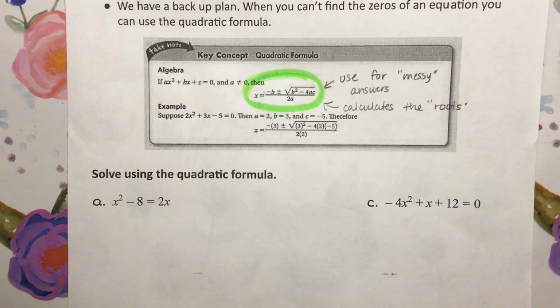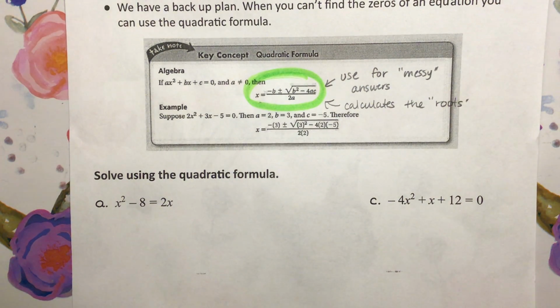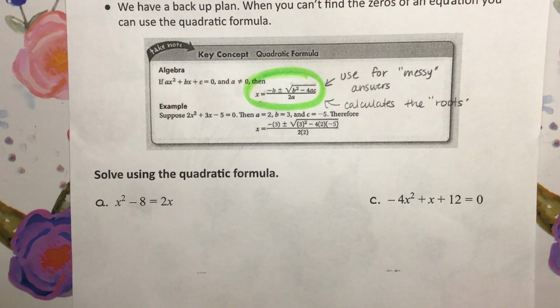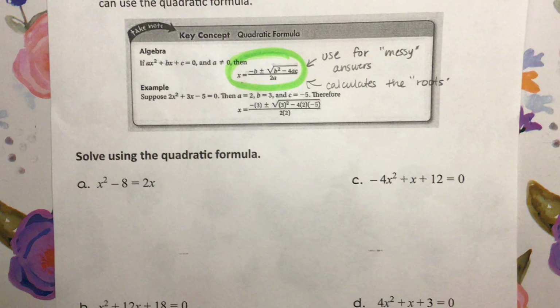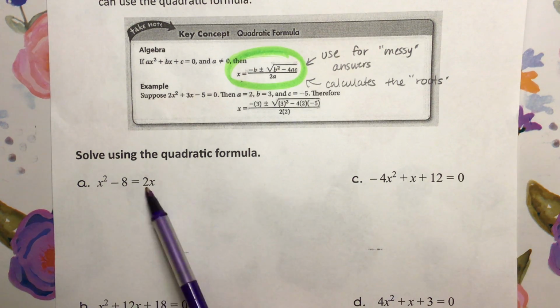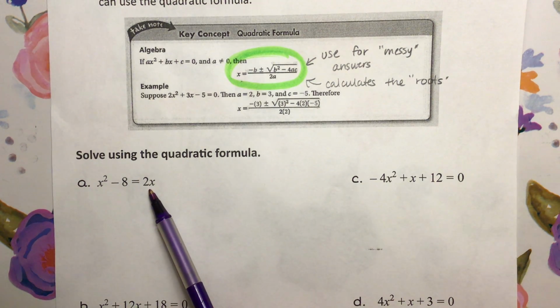Okay, so I'm just going to jump right in so we can see this in action. It says solve using the quadratic formula. Remember, all of these problems are parabolas or quadratic equations, and we're asking ourselves, where does the graph touch the x-axis? So we want to get these all in the form ax squared plus bx plus c. But notice in this first one, it's not in that form. It's not equal to 0.